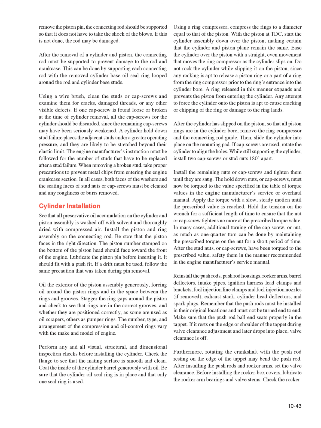Coat the inside of the cylinder barrel generously with oil. Be sure that the cylinder oil seal ring is in place and that only one seal ring is used. Using a ring compressor, compress the rings to a diameter equal to that of the piston. With the piston at TDC, start the cylinder assembly down over the piston, making certain that the cylinder and piston plane remain the same. Ease the cylinder over the piston with a straight, even movement that moves the ring compressor as the cylinder slips on.